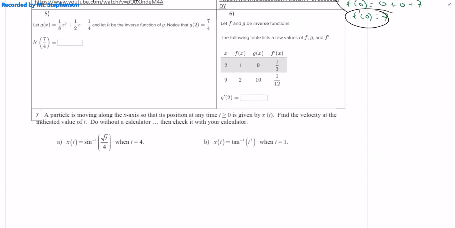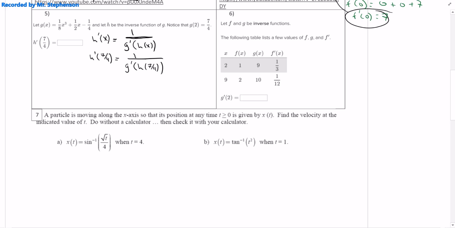We're trying to find h prime of 7 over 4. And we'll notice that h and g are the inverses of each other. So we want to find h prime of x, and we're going to use our little formula: h prime of x is going to be 1 over g prime of h of x. Right? It's 1 over the derivative of g evaluated at h of x. Because we want to know h prime of 7/4, let's plug in 7/4 and talk about what that means. 1 over g prime of h of 7/4.